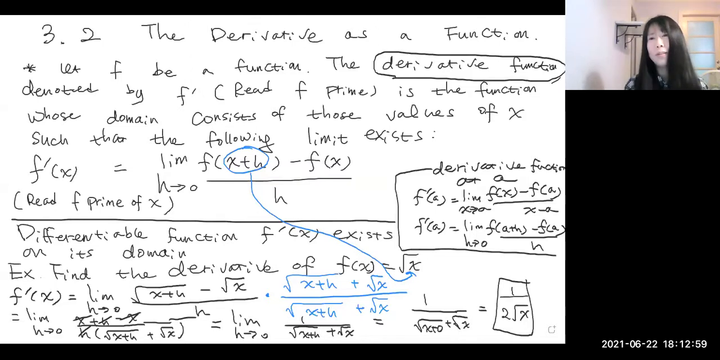And if they want to know about the specific point for the x value, then let's say we want the derivative when x equal to 2, then we can plug in x equal to 2. Then we get 1/4 in this case. All right?